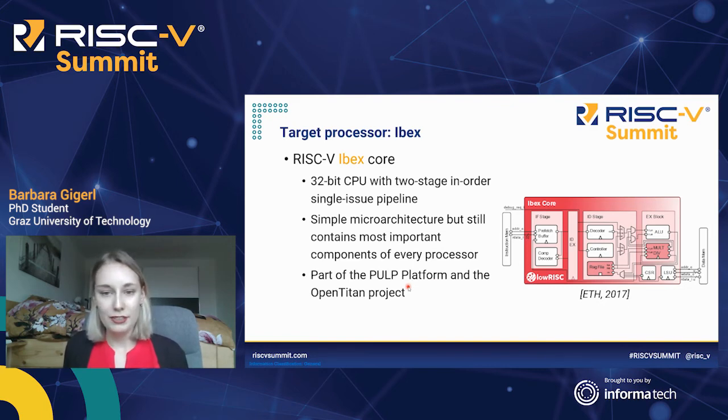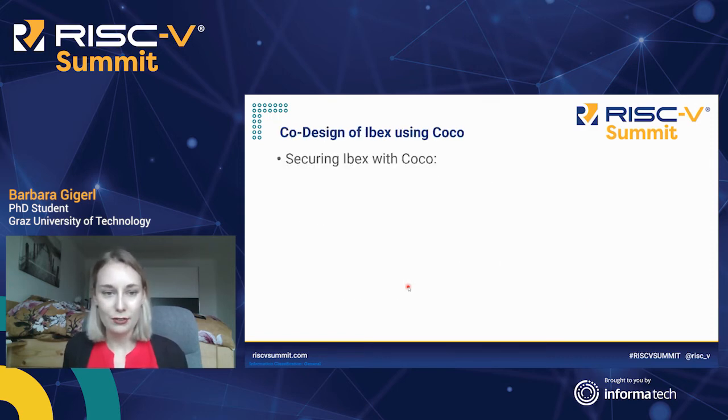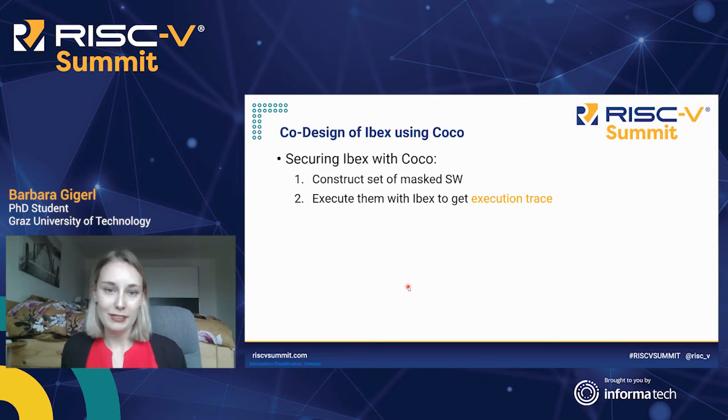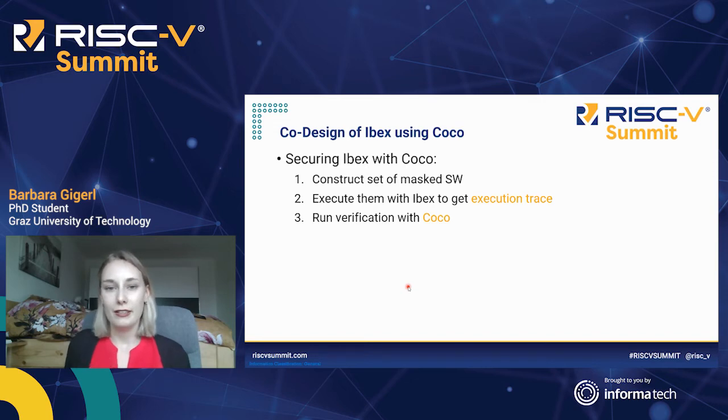So what we wanted to do now is to use Coco and verify the Ibex core with it. Our workflow was as follows. First of all, we constructed a set of test programs, which were algorithmically correct masked software implementations. Then we executed them with Ibex to get the execution trace and put that into the Coco verification. Then Coco usually reported a lot of problems, and we fixed these problems either in software or in hardware and just repeated the whole process again. So it was an iterative design process, until we arrived finally at a secure Ibex core.